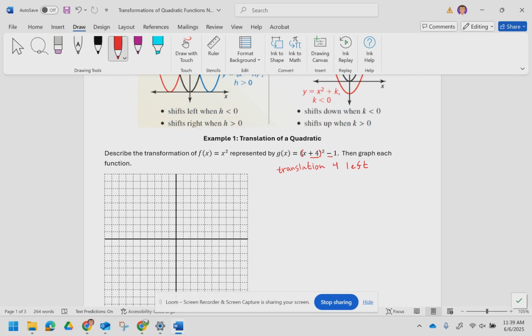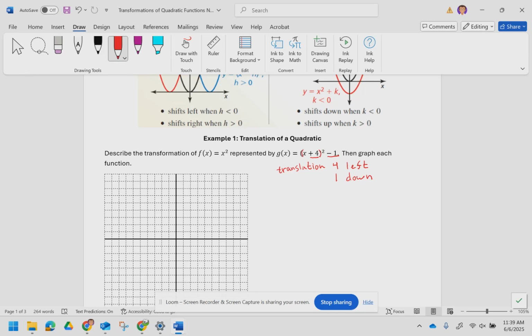Okay, next we got this minus 1. This is happening outside of that. So to do that, we'd have something where we've got like an f of x minus a 1. We're just subtracting from the output. So this is going to create a translation that goes 1 down. All right, so we've described the transformation. Let's go ahead and graph these now.